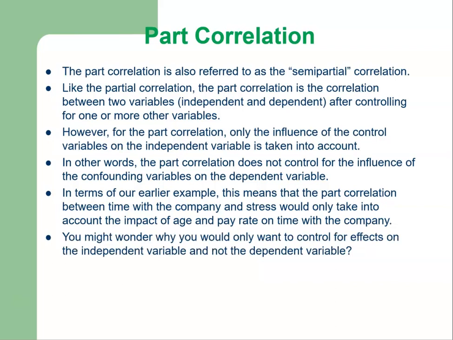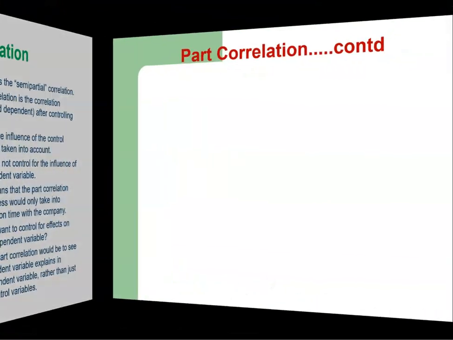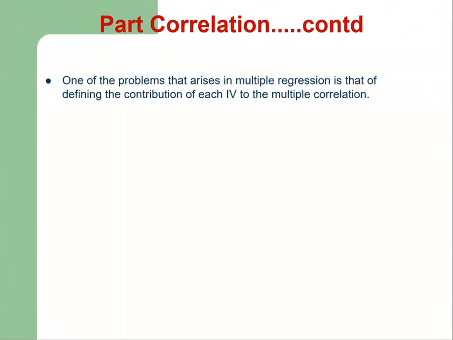We may wonder, why would we only want to control for effects on the independent variable and not the dependent variable? The primary reason for conducting the part correlation would be to see how much unique variance the independent variable explains in relation to the total variance in the dependent variable, rather than just the variance unaccounted for by controlled variables. Let me simplify it further.